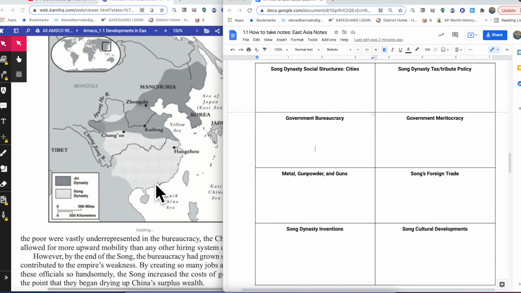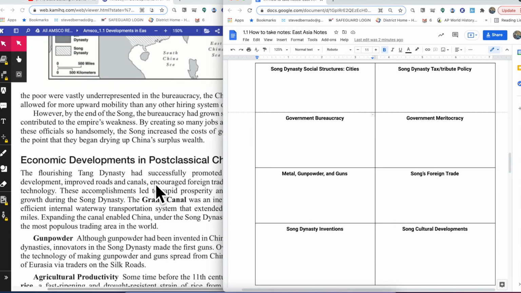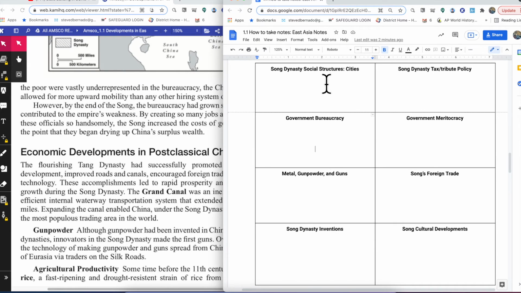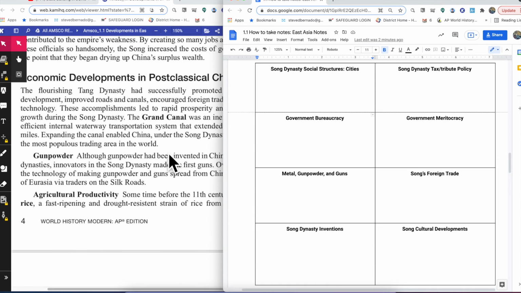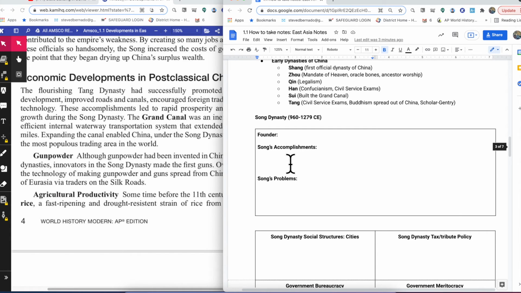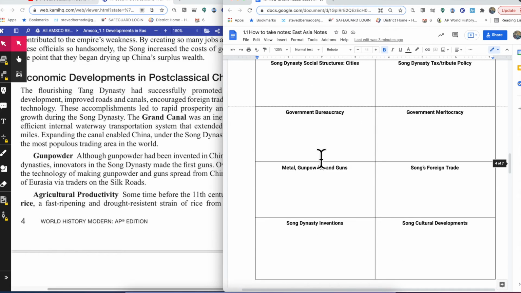Now we come through, here's a map, get to know the map. You can even take screenshots and add that into this graphic organizer. Economic developments. Now we're looking at the Grand Canal, gunpowder, agricultural productivity. So you can find that here. Inventions. You can put the gunpowder under here, or I'm sorry, under gunpowder and guns. Economic development. So now these are all related to economics. So you can fill things in under trade, under inventions. Anything that had a positive impact, come back up here and bullet point it under accomplishments.